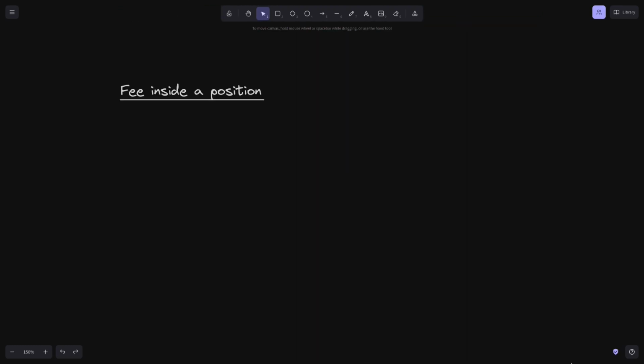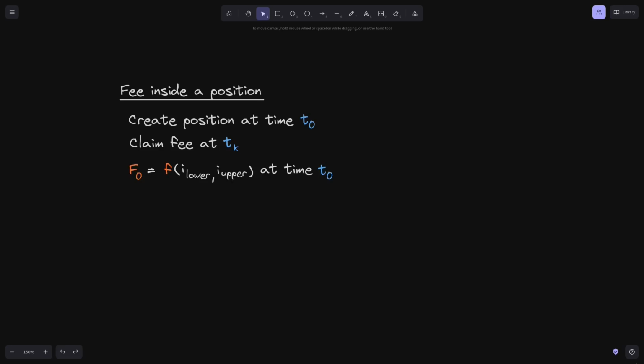Now we'll need one more equation to correctly calculate fee inside a position. Let's say that at time t0, a position was created. And then sometime later at time tk, we claim the fees. And we want to calculate what is the fee growth inside this position. We'll define f0 to be equal to f of i lower and i upper. So this is fee growth inside tick i lower and i upper at time t0. And likewise, we define fk to be f of i lower, i upper at time tk. Now to correctly calculate the fee growth inside the position, what we'll need to do is take fk minus f0.